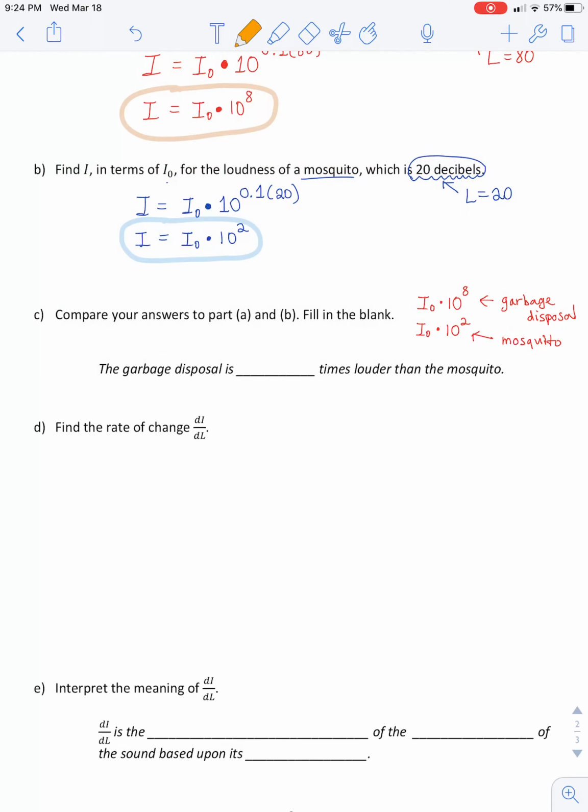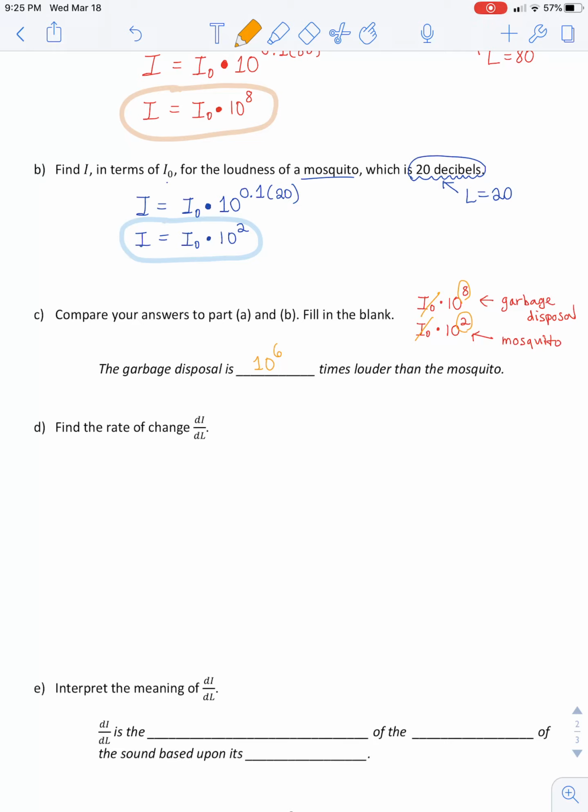If I'm comparing them, I notice they've got something in common. I naughts, bye-bye. And I'm going to divide 10 to the 8th by 10 squared. And what's that going to be? That's just going to be 10 to the 6th power. Okay, by subtracting the exponents, 8 minus 2, we get 6. So the garbage disposal is 10 to the 6 times louder than the mosquito. That's good. Wow, very loud.